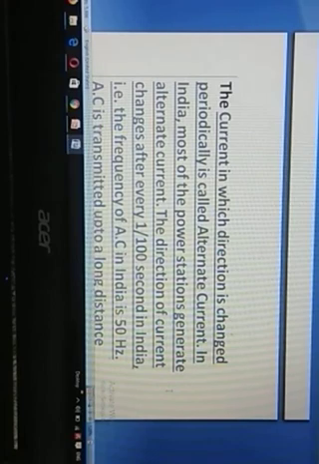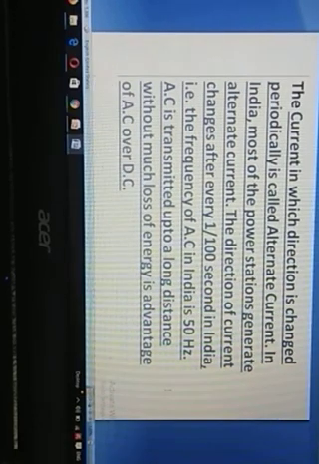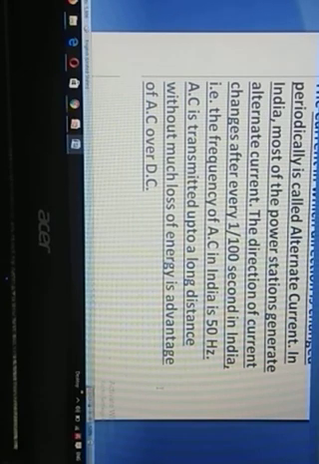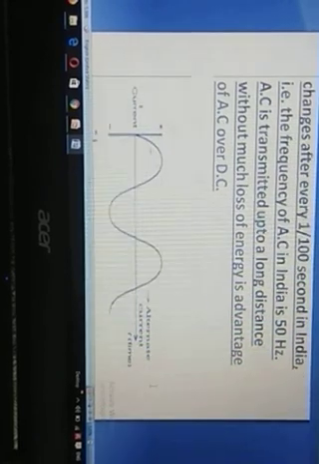AC means alternating current. The current in which the direction is changed periodically is known as alternating current. In India, most of the power stations generate alternating current. The direction of the current changes after every 1/100 seconds in India, so the frequency of AC in India is 50 Hz. The frequency of AC in India is always 50 Hz. AC can be transmitted over long distances without much loss of energy, which is an advantage of AC over DC.